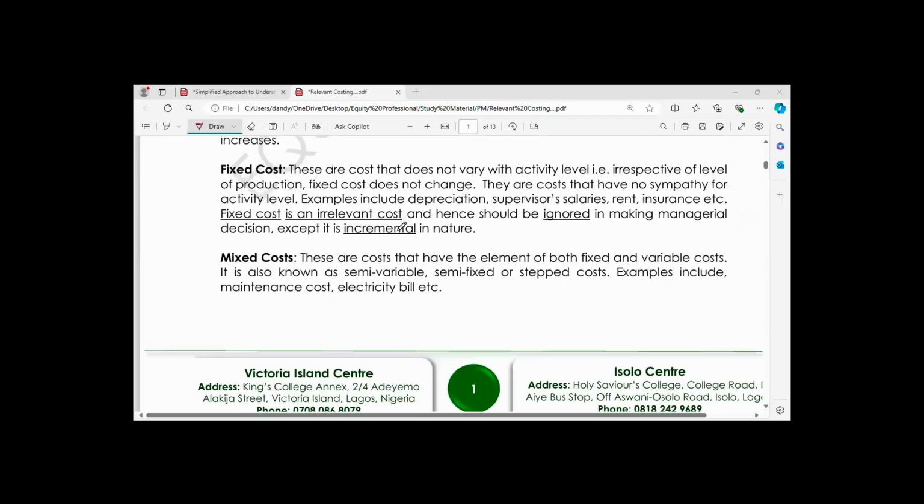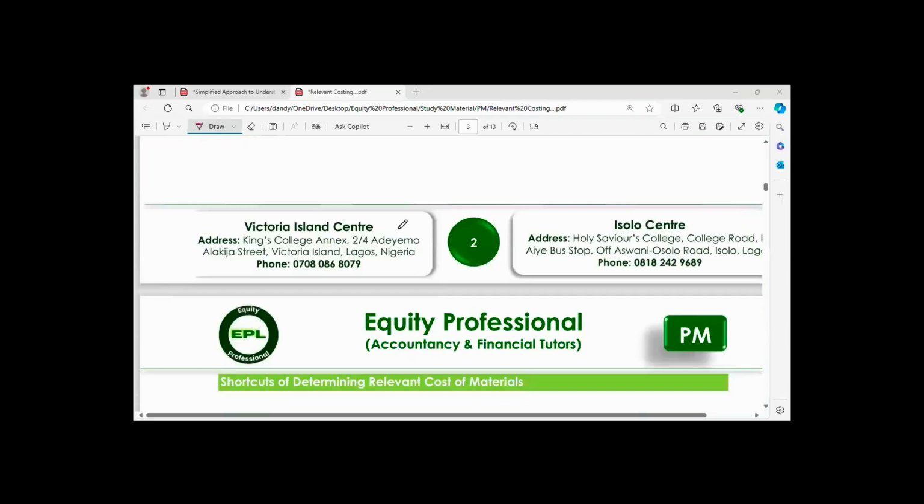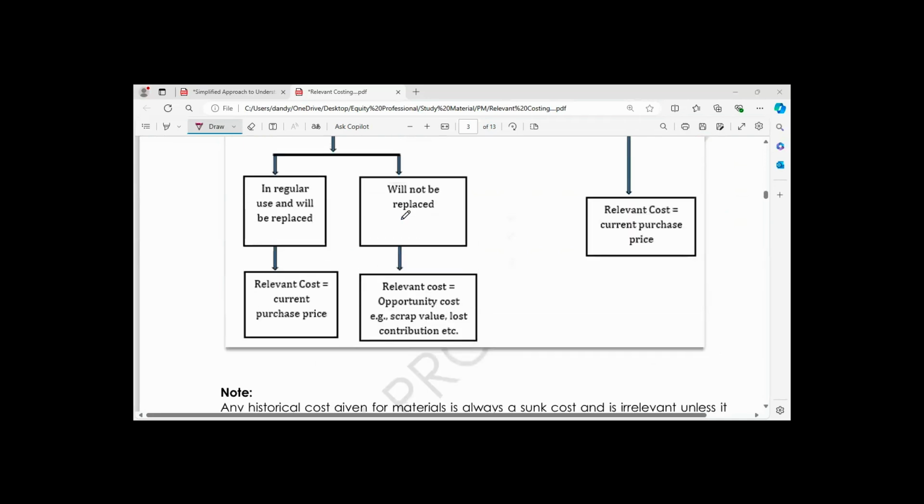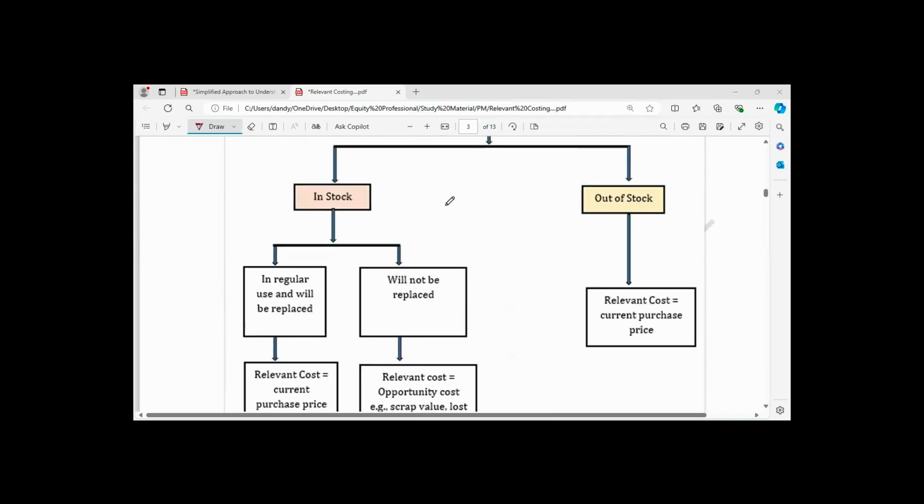I don't want to go into that again. We've already explained that. Then we talk about how to identify relevant costs for labor. Under labor, I gave you 2 line items, and I told you that each line item must be examined critically in the determination of relevant costs. The first item is spare capacity, then the second one is full capacity.